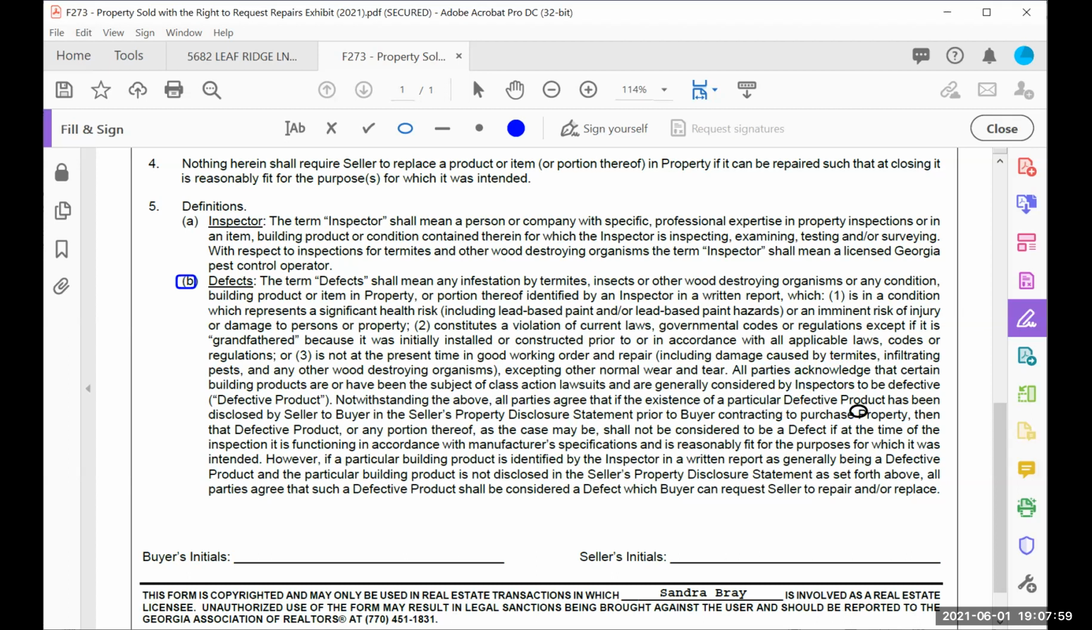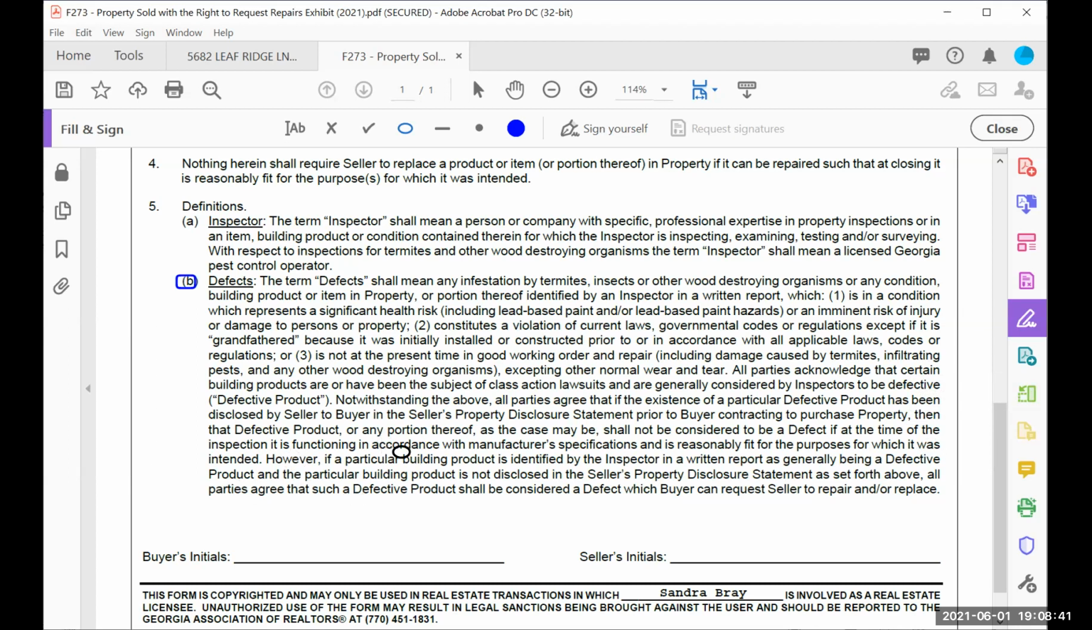If the existence of a particular defective product has been disclosed by the seller to the buyer in the seller's property disclosure prior to you contracting to purchase, then that defective product or any portion thereof, as the case may be, shall not be considered. Some of the defective products are polybutylene piping, certain kinds of drywall, certain kinds of shingles. If the seller's property disclosure tells you we have these shingles that have been determined to be defective by an industry, you can't ask the seller to replace them. You're buying the house with those defective shingles. That's not a defect, as long as it was disclosed.